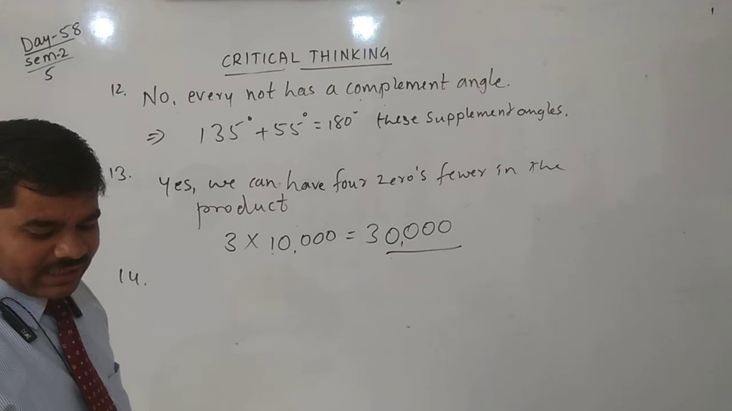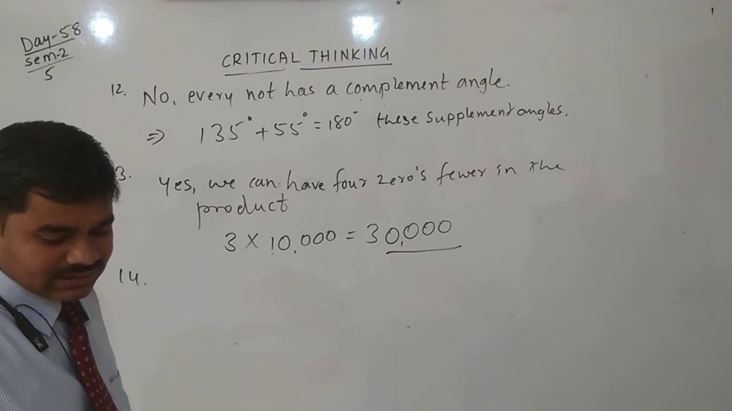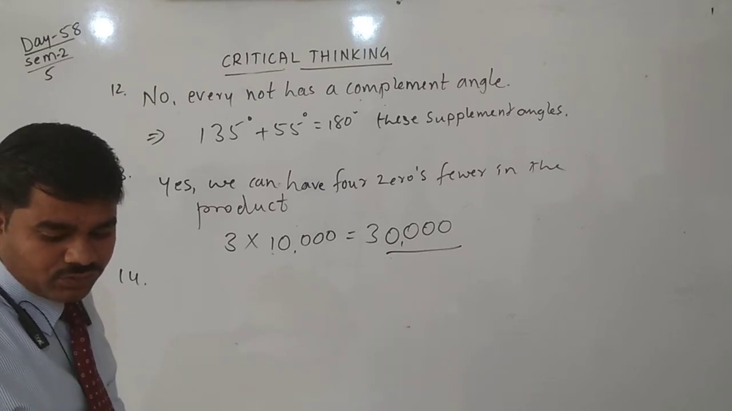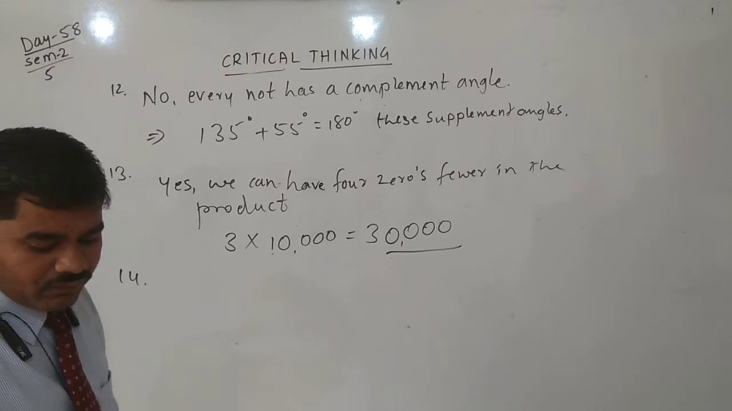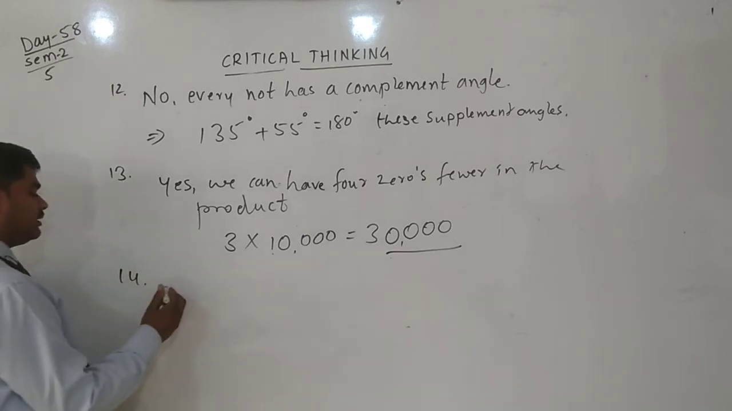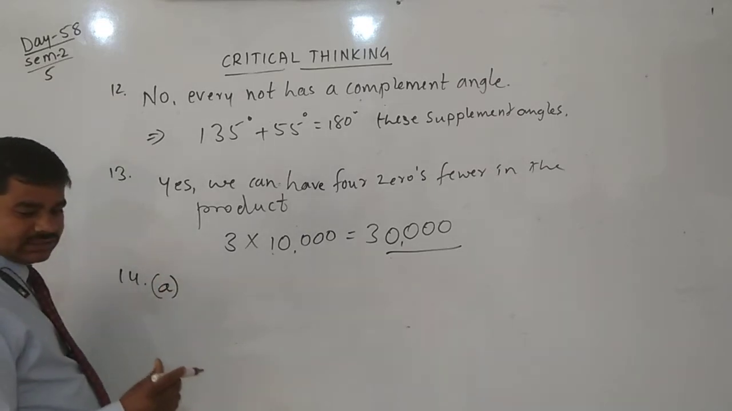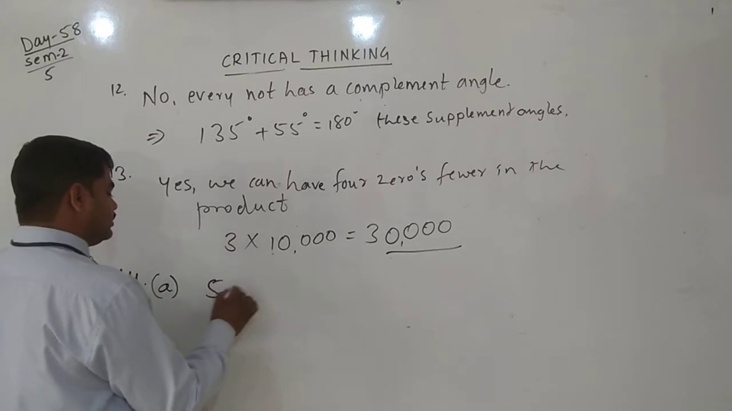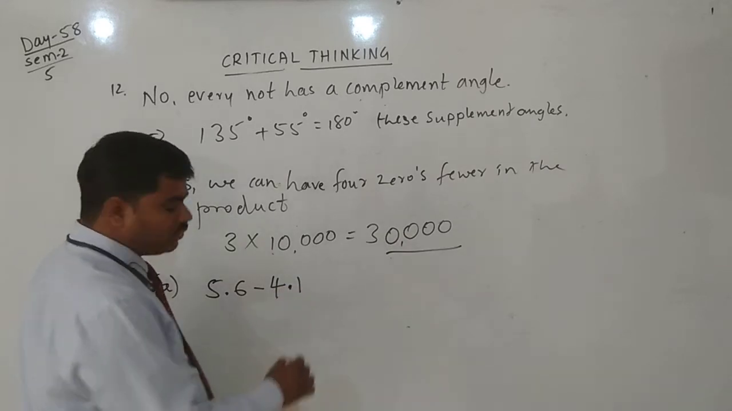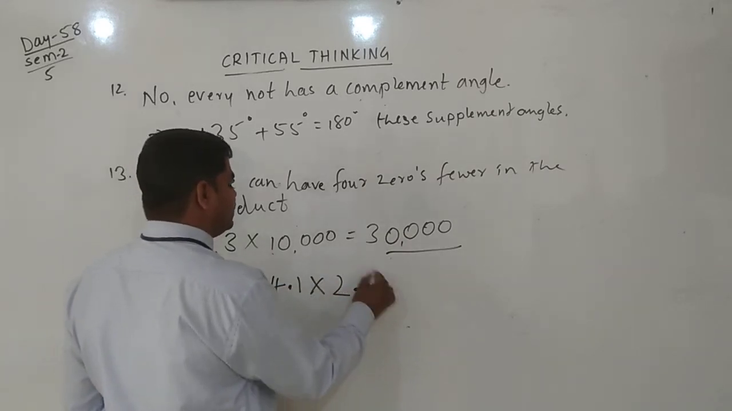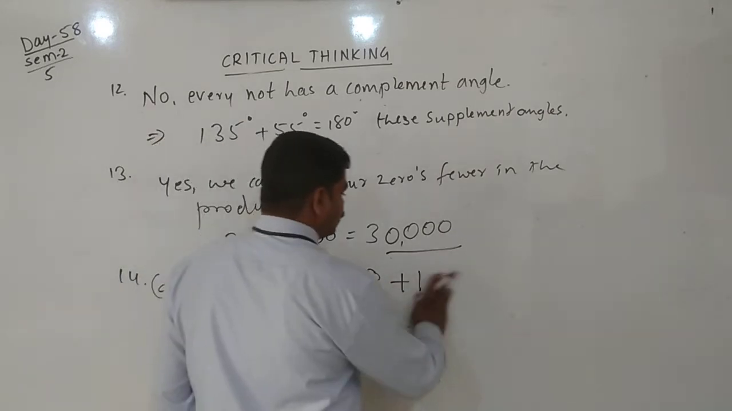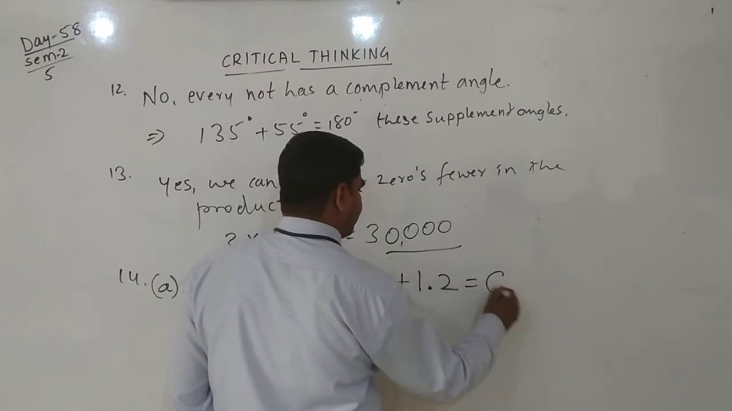Insert parentheses, meaning brackets, to make each statement true. You may need more than one set of parentheses. Means here you should insert brackets. You may need more than one set. 5.6 minus 4.1 into 2.8 plus 1.2 is equal to 6.